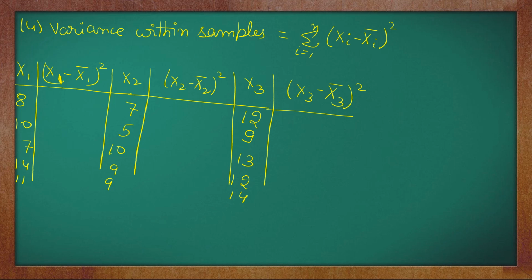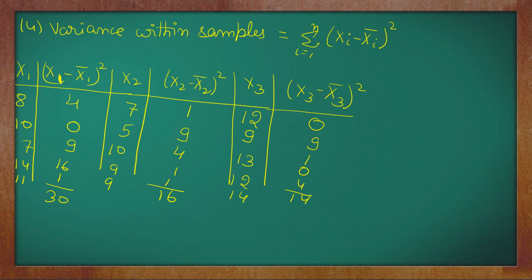What is the first value? 8. What is x1 bar? Already we have calculated 10. So 8 minus 10 is minus 2. Minus 2 square is 4. Then 10 minus 10 is 0. This is 3, so 9, 16, and this is 1. Total is 30. Do the calculation with me, please. This is 0. This one is 9, 1, 0, 4.